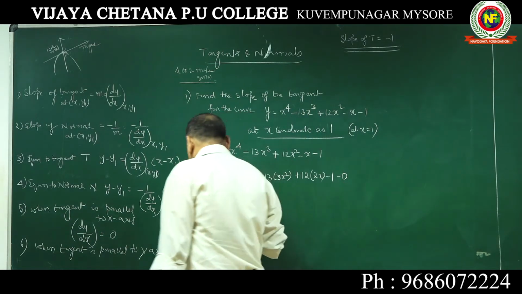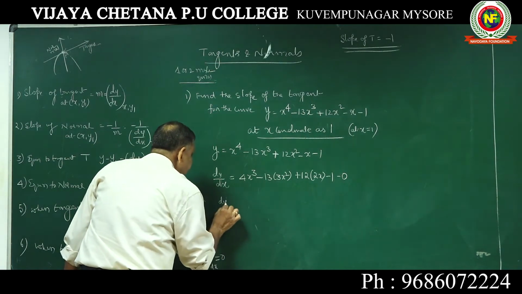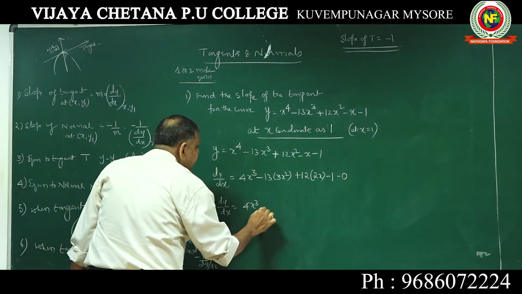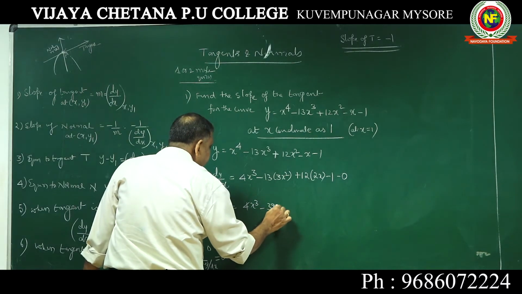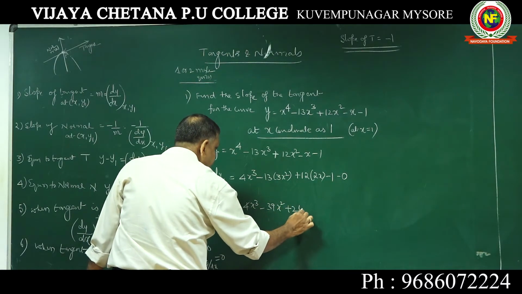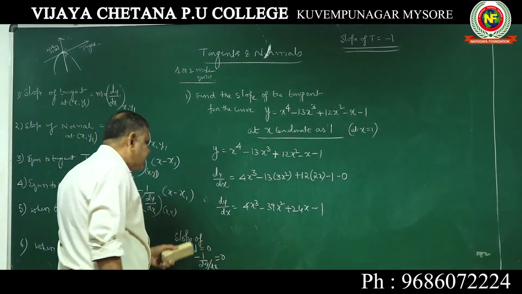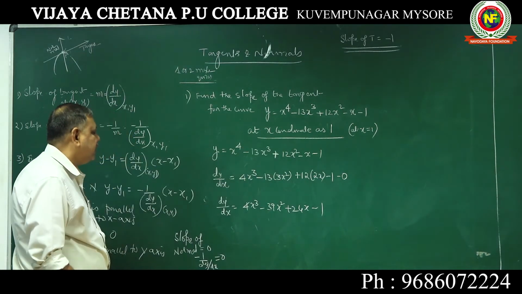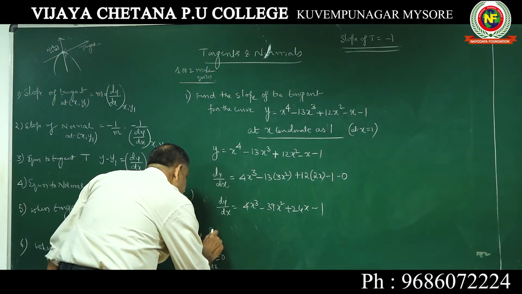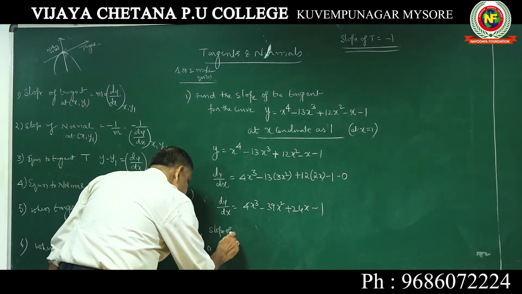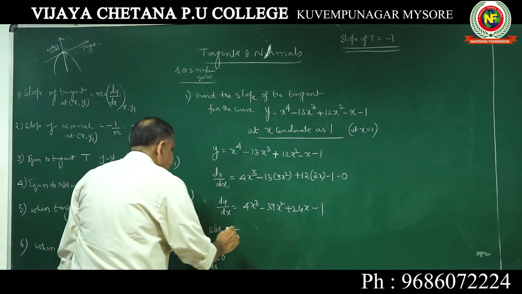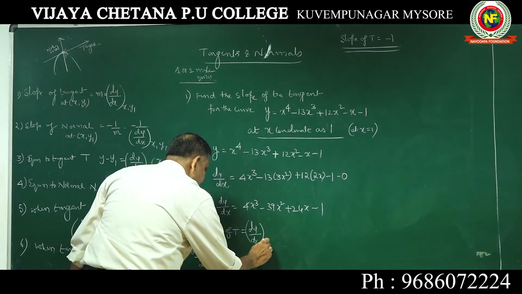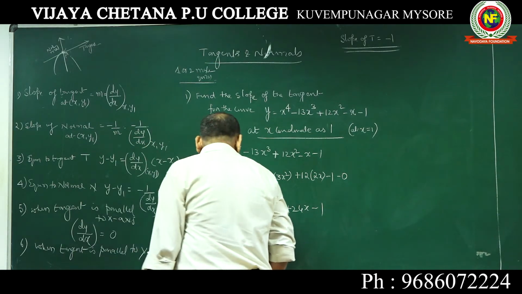Now dy by dx is equal to 4x cube minus 39x square plus 24x minus 1. Now your slope of tangent is dy by dx at x equal to 1, whose x coordinate is 1, they ask. So slope of tangent is dy by dx at x equal to 1. Write at x equal to 1.